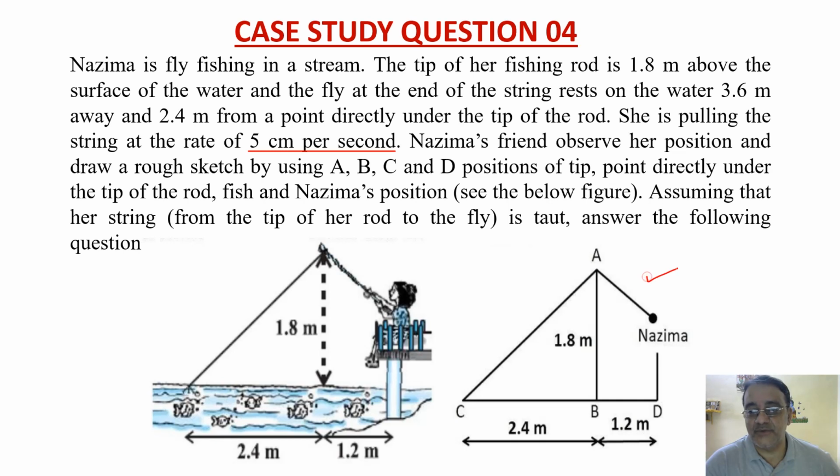See the below figure. This one. This is the rough figure. Assuming that her string from the tip of her rod to the fly is taut, answer the following questions. Right. So now we are moving toward the first question.